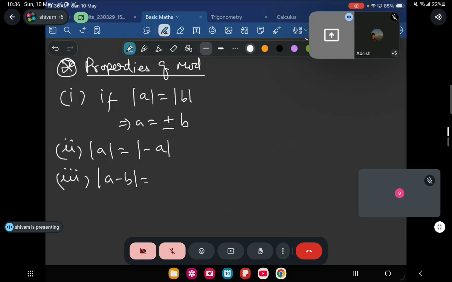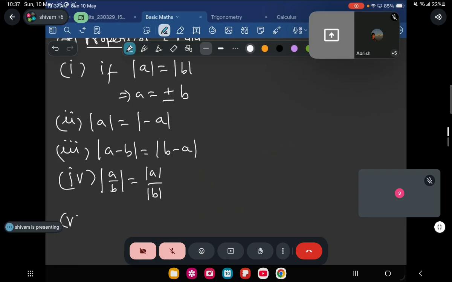Mod of A minus B is equal to mod of B minus A. Next, number 4. Mod of A by B will be equal to mod of A by mod of B. Next, mod of AB is equal to mod of A into mod of B.